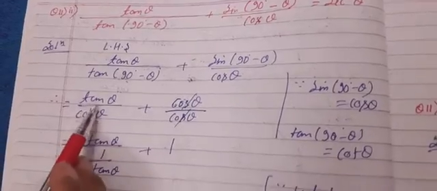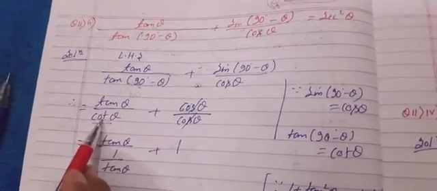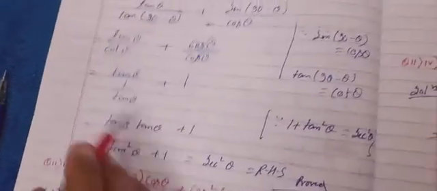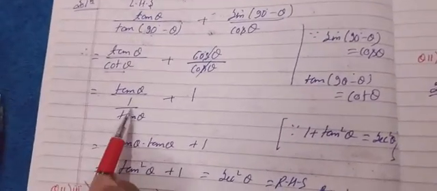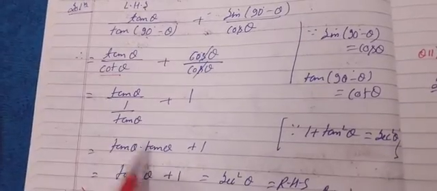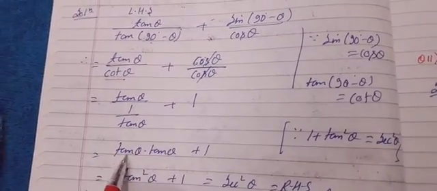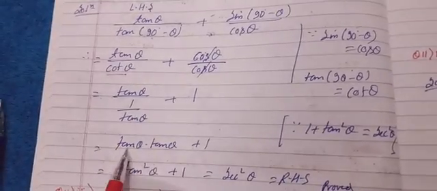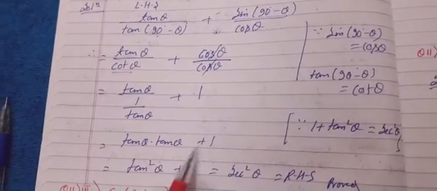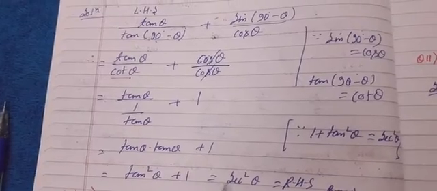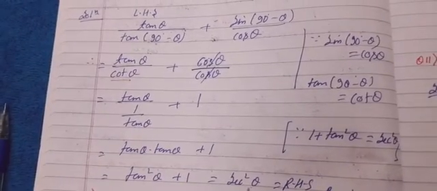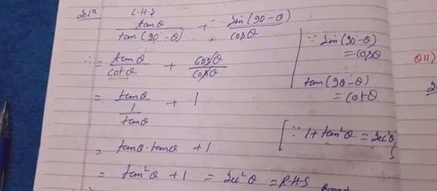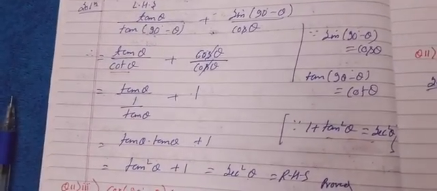And on this side, tan theta, and instead of writing cot theta, we can write 1 by tan theta. That is also a formula, that 1 by tan theta is equal to cot theta. Then we will change the position of tan theta. It is the reciprocal, so tan theta into tan theta is multiplied with the numerator. So it is tan square theta, and here is 1, and tan square theta plus 1 is equal to sec square theta. That is a formula, so we mentioned it here, and that is our RHS. So proved.